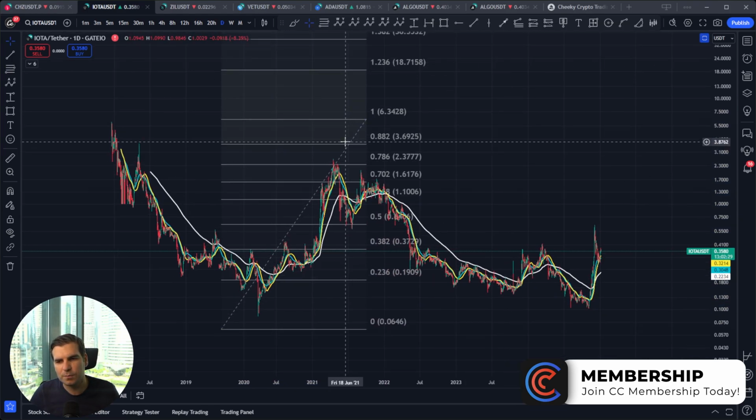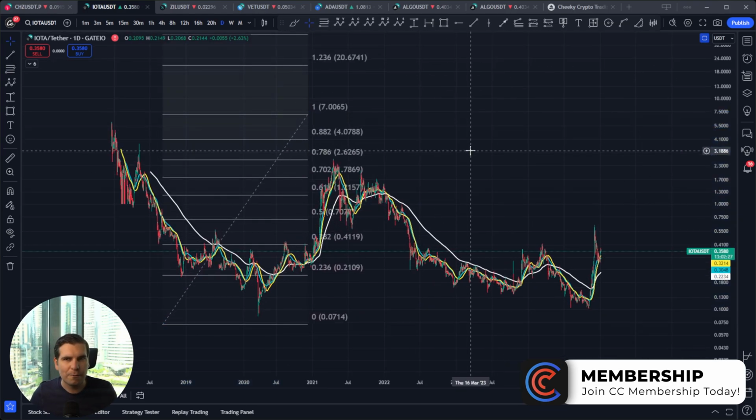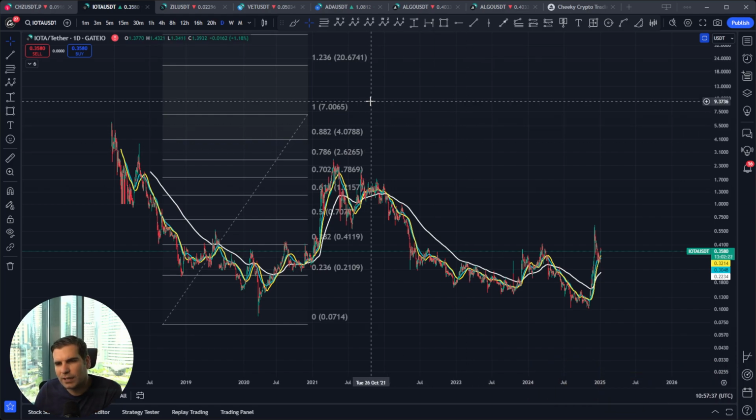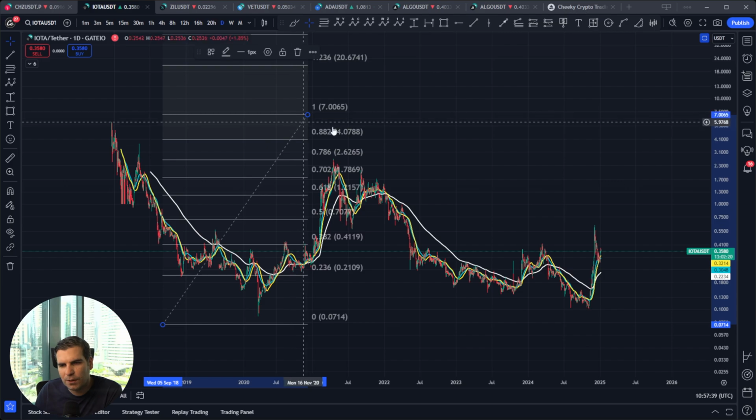This is super simple yet powerful, and if you're not using this, you need to start using it, right? It's built into TradingView. It's completely free. You can use it with a free account on TradingView.